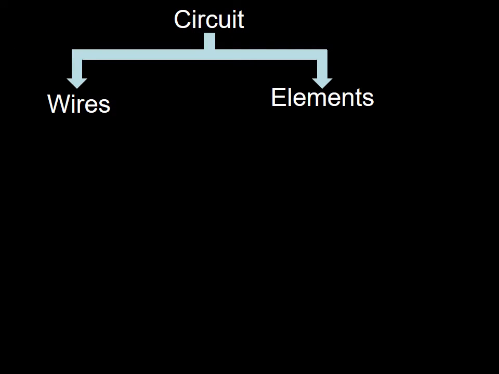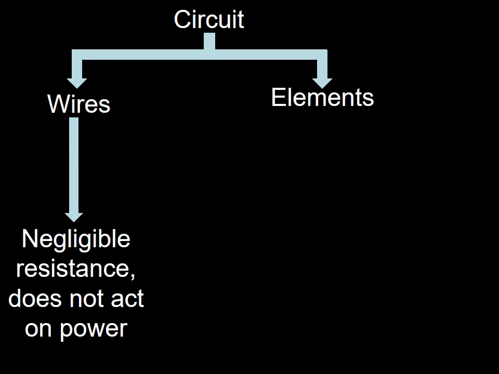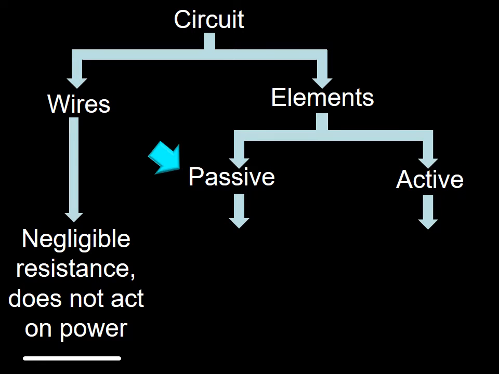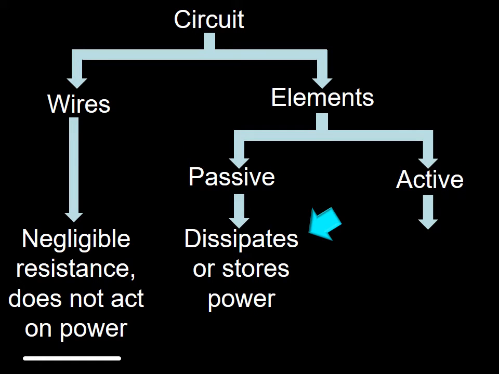Circuits are constituted by wires and elements. Wires, when building the diagram for a circuit, are considered as having no resistance and not to add power to the circuit. Hence, wires do not subtract or add value to the circuit. They are represented by a line. Elements can be passive. Passive elements dissipate or store power in the circuit.